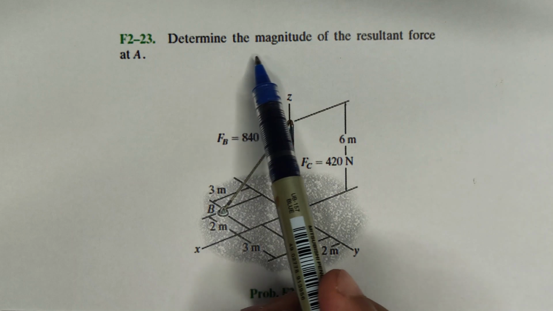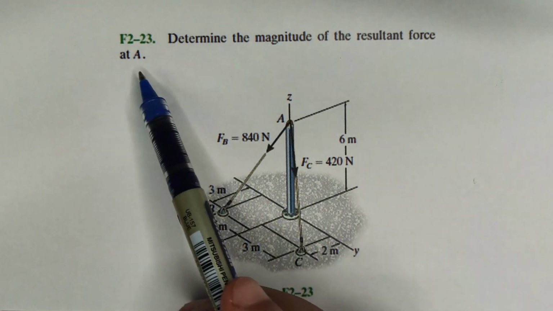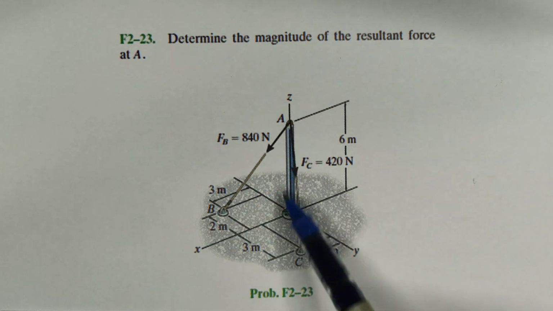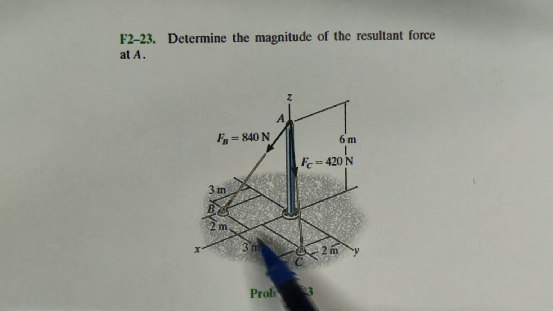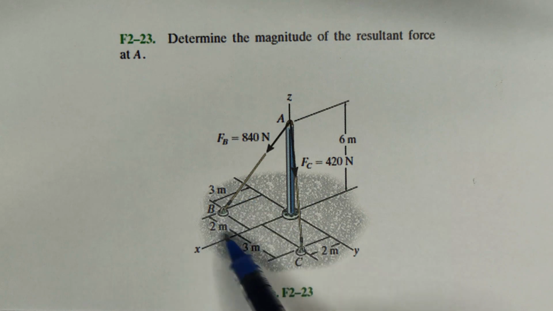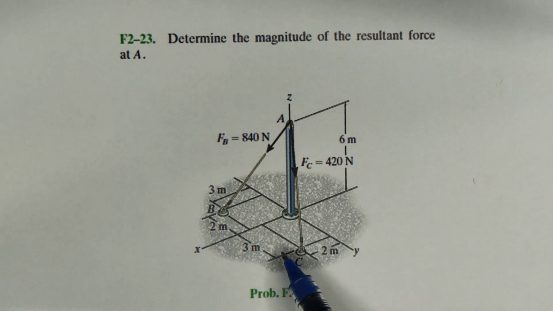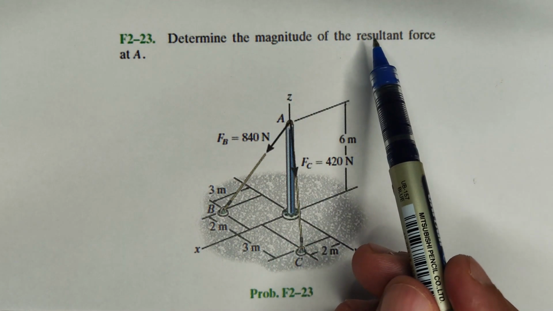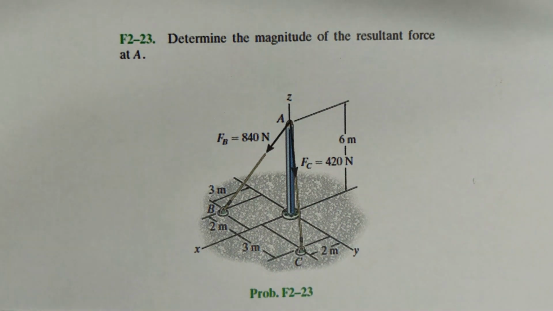The question here is asking us to determine the magnitude of the resultant force at A. We're looking at this question here, and we can see that two forces are applied on the post. Each one of them is given at specific coordinate positions. Now, to find the magnitude of the resultant force, first we need to find the resultant force itself.